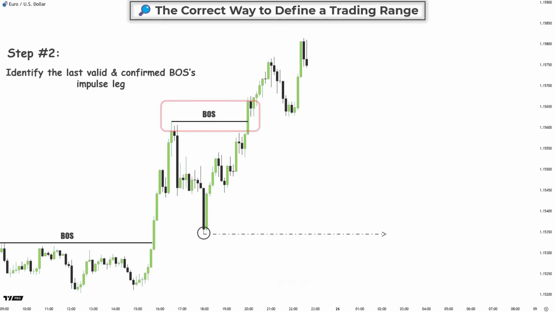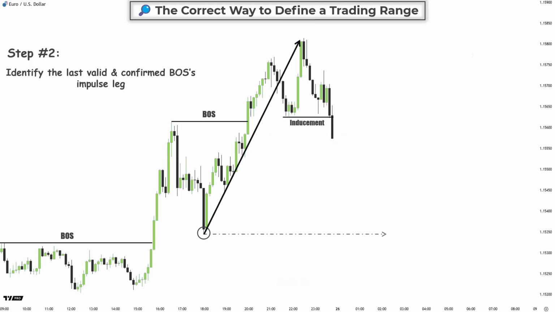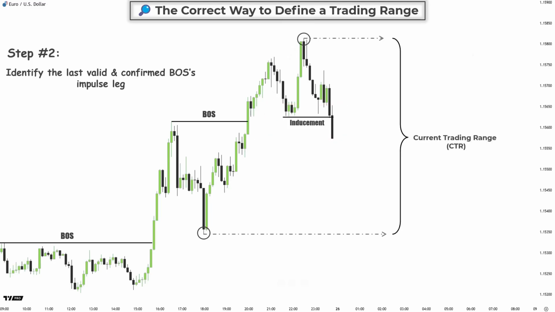Once price later pushes below the most recent internal low at the premium area, which acts as an inducement, it confirms 2 things at the same time. That the bullish expansion leg is complete, and that this swing high now marks the upper boundary of our trading range. And this is how a valid trading range is formed.